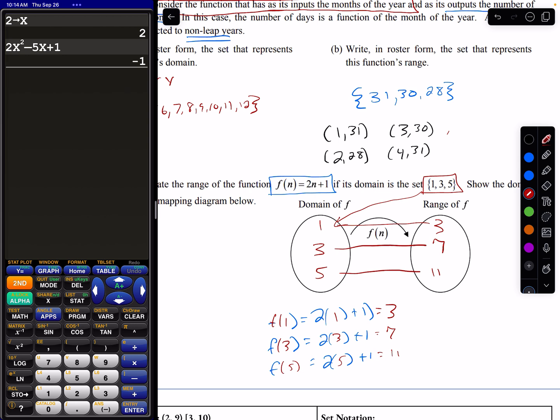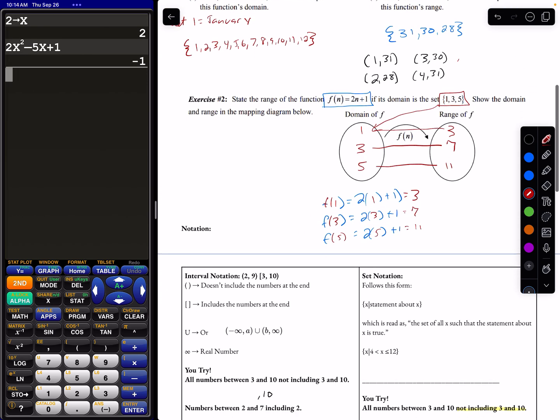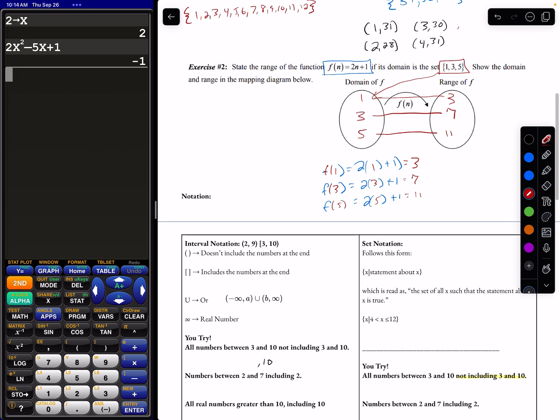Okay? Next example, how do we talk about domains and ranges? How do we express domains and ranges here? And there's two ways to do it. We can use interval notation or set notation.